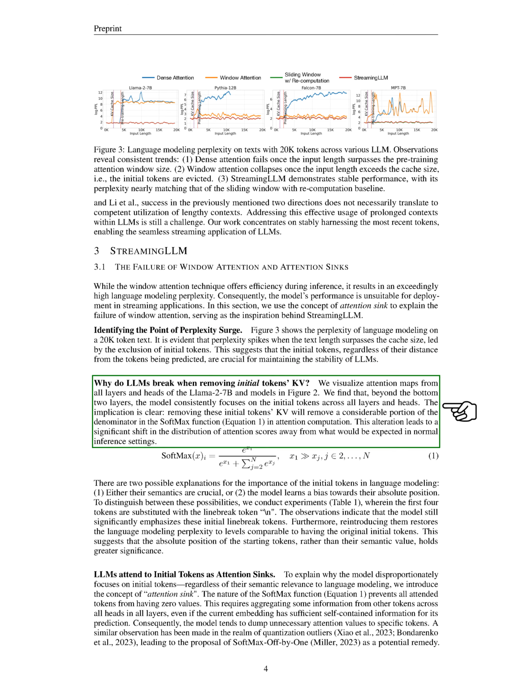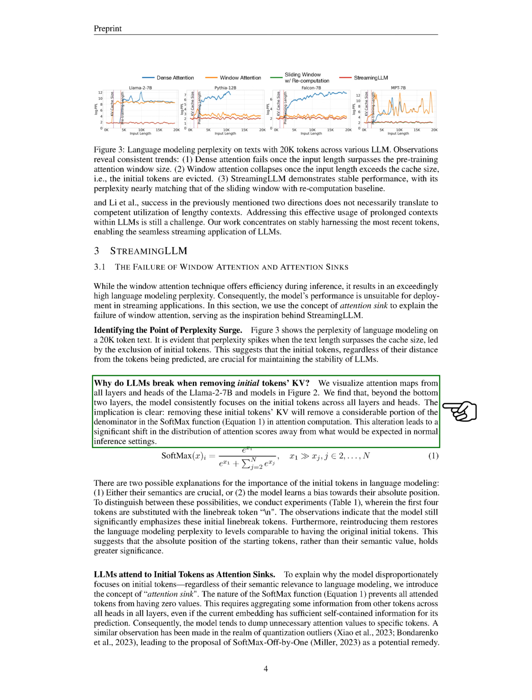We can visualize this by looking at attention maps from all layers and heads of the Llama-2-7B model. We see that the model consistently focuses on the initial tokens. If we remove these initial tokens, we remove a significant portion of the denominator in the softmax function, which is used in attention computation. This leads to a significant shift in the distribution of attention scores.